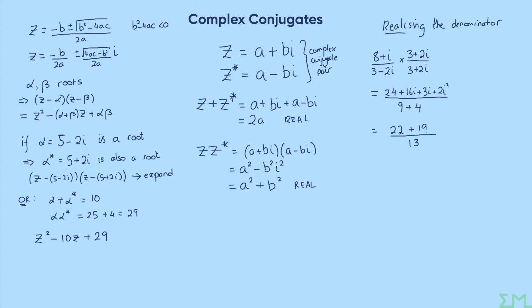So obviously our number is still complex, but crucially, the denominator no longer has an imaginary part to it. We probably would want to write this out with its real and imaginary parts separate, potentially useful for whatever question we're doing that this is part of. And there you go. We have realized the denominator.